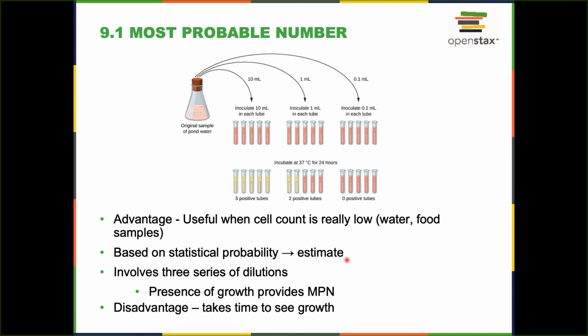The other disadvantage is that because we are dependent on growth, it does take time to see that growth. So it's not like we can see growth immediately. But basically what you do is you take this pond water, and we put 10 milliliters into this tube. We take 1 milliliter, put it into these 5 tubes. We take 0.1 milliliter, put it into these 5 tubes, let it grow for a day, and then we count positives. In this case, yellow is positive. So remember these numbers: 10 milliliter, 5 positives; 1 milliliter, 2 positives; 0.1 milliliter, 0 positives.